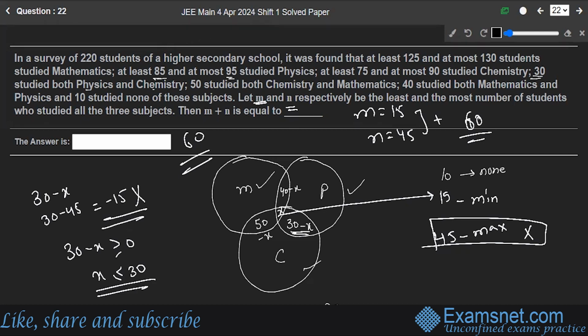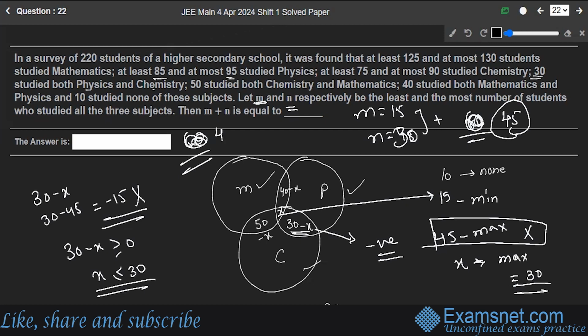Reason being, then the number of students who have opted both for physics and chemistry will be negative. So the maximum value possible for x is 30, instead of 45. So here it will be 30 and the answer will be 30 plus 15, which is 45. This is the answer to the question. Hope you're clear with this.